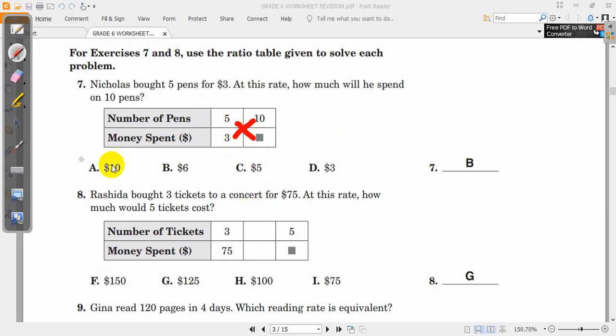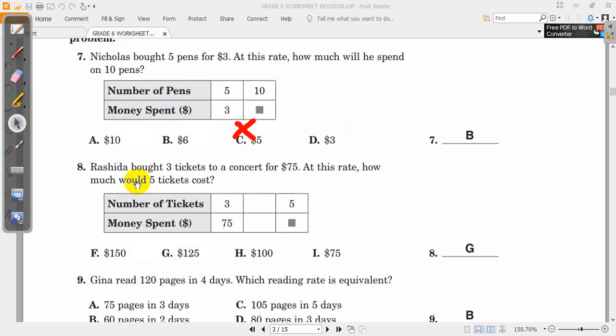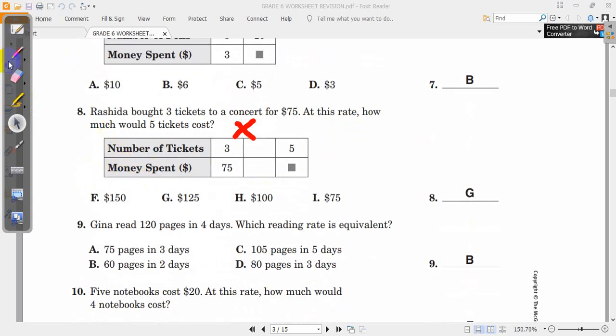Okay, let's go to the second one. The second math example, number 8. Rashida bought 3 tickets to a concert for $75. At this rate, how much would 5 tickets cost? We don't need to read this math example. We just have a ratio table, so the X method, excellent. So we have 75 times 5 over 3.